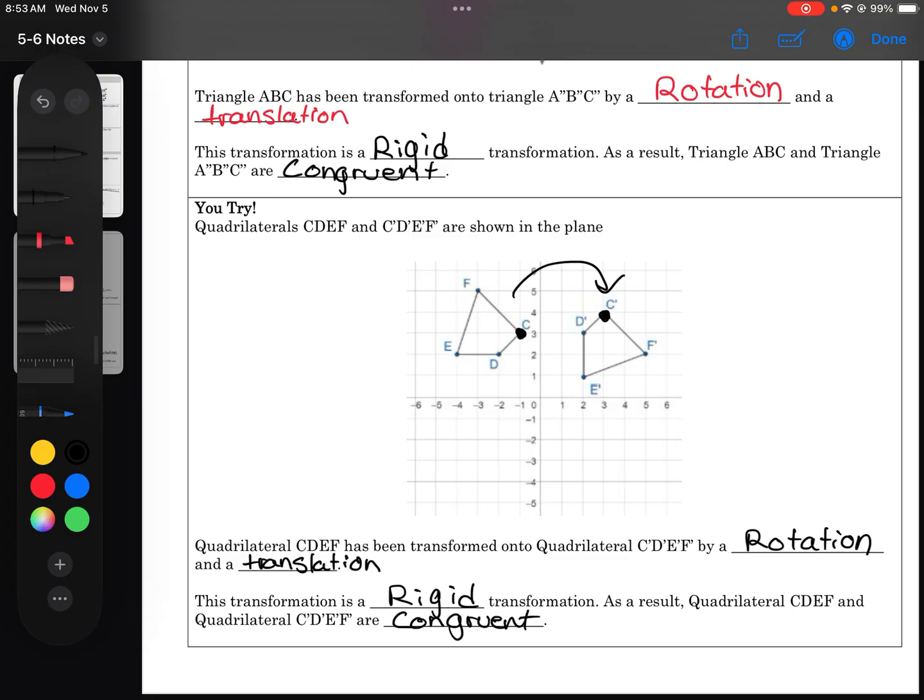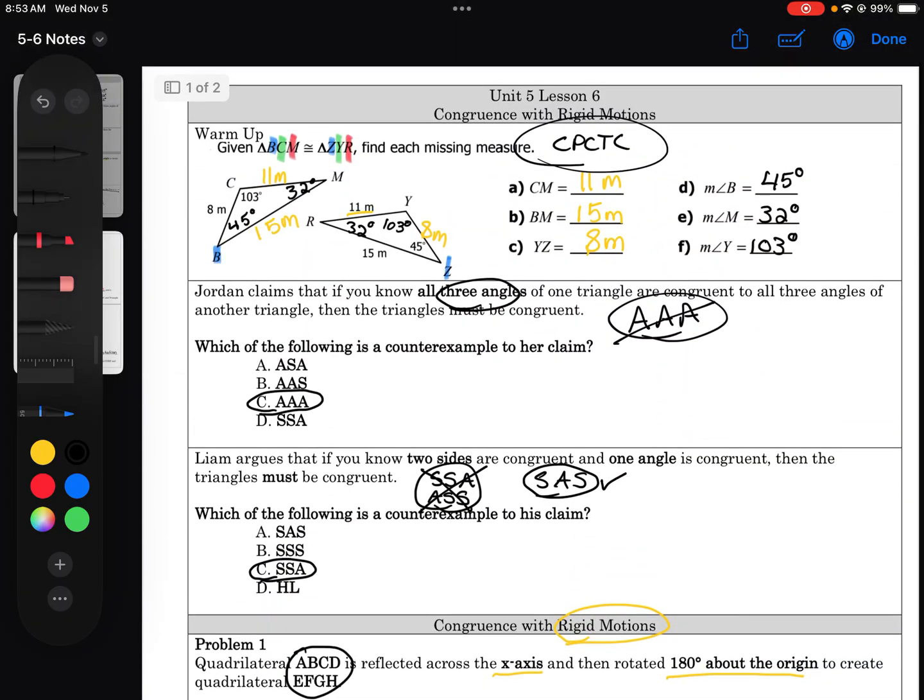That is your 5-6 notes. Make sure you have those and study this material to help you for your Unit 5.